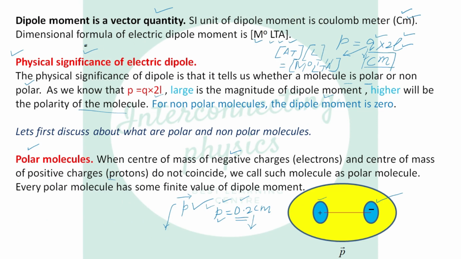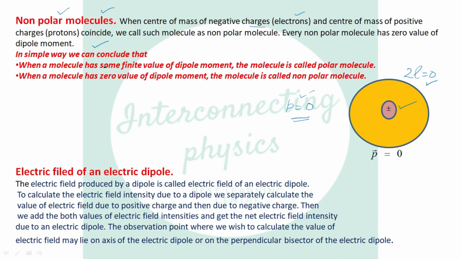So come back. Here, the physical significance was that it tells us whether a molecule is polar or non-polar. Now, you can conceptualize this: the larger the magnitude of dipole moment, the higher the polarity of the molecule. And for a non-polar molecule, the dipole moment is 0. In simple way, we can conclude in just 2 lines that when a molecule has a finite value of dipole moment, the molecule is a polar molecule, and when a molecule has 0 value of dipole moment, the molecule is called non-polar molecule. So this was about the dipole and dipole moment and the physical significance of the dipole moment.